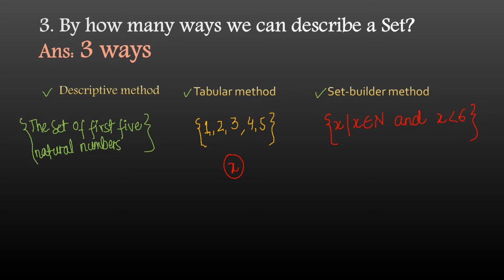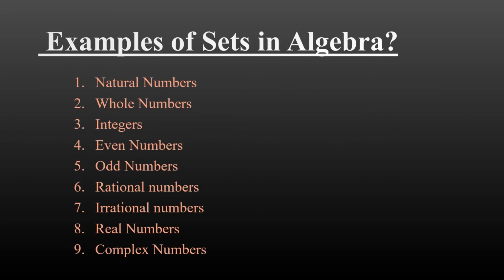Next we will move to examples of sets in algebra. What are the famous examples? These are natural numbers, whole numbers, integers, even numbers, odd numbers, rational, irrational, real and complex numbers.